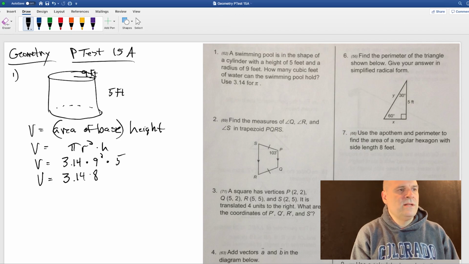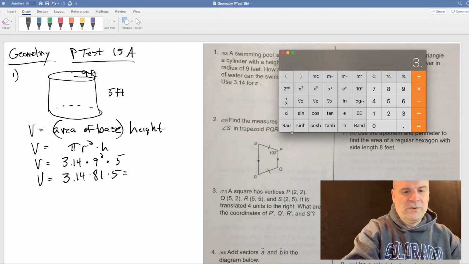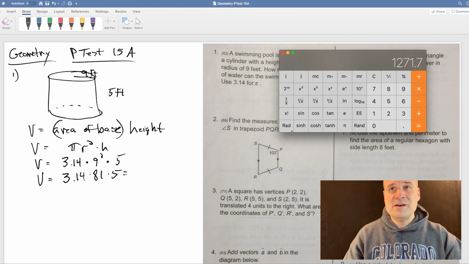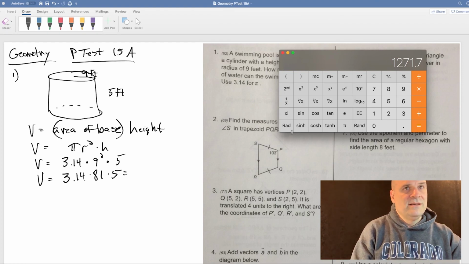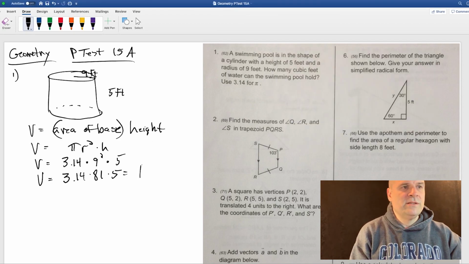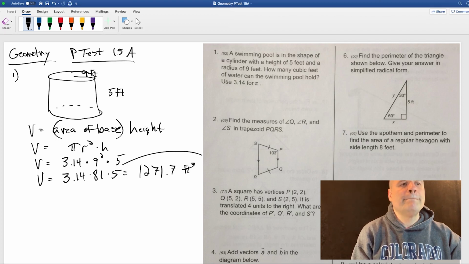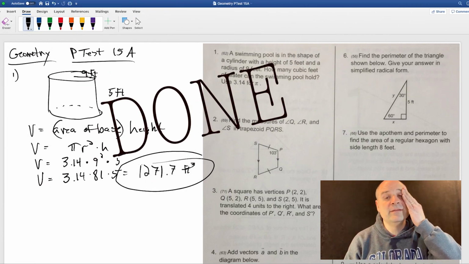3.14 times 81 times 5. Let's do it. Calculator: 3.14 times 81 times 5 equals 1,271.7. Feet? Cubic feet. So 1,271.7 cubic feet. Boom, done. That was awesome. Well done.